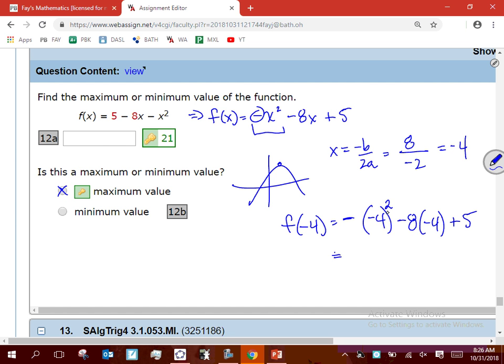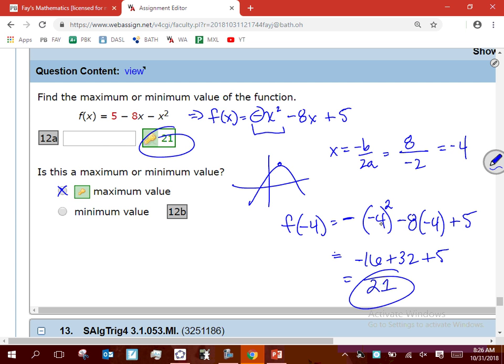Now order of operations says it's going to be 16, but you negate it, so it gives me negative 16. This is only going to be positive 32, right? And then plus 5. So this gives me 16 plus 5, which is 21. And that's what we're looking for. Is that all right? I just want to show you the quickness of this.